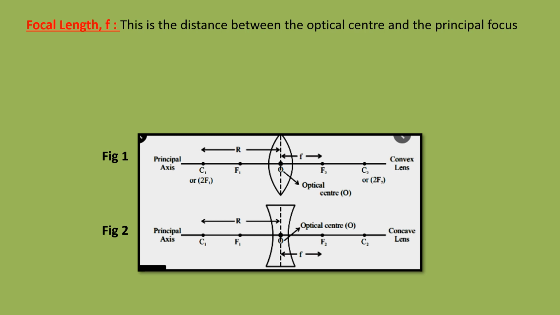In figure number 2, the distance between the points O and F2 represents the focal length of this concave lens. The distance between O and F1 also represents the focal length of this concave lens.